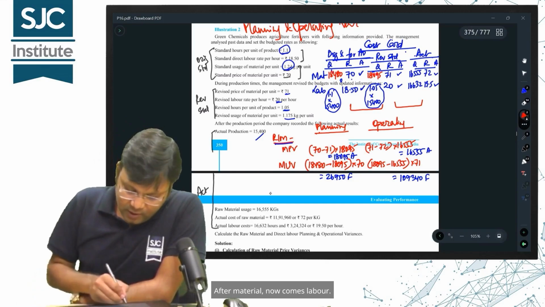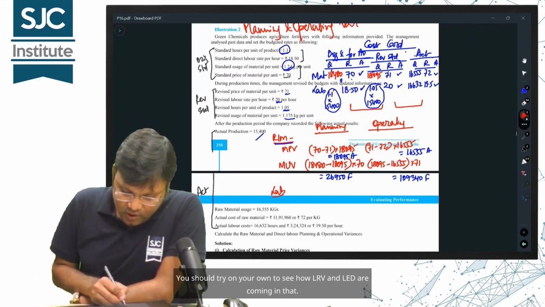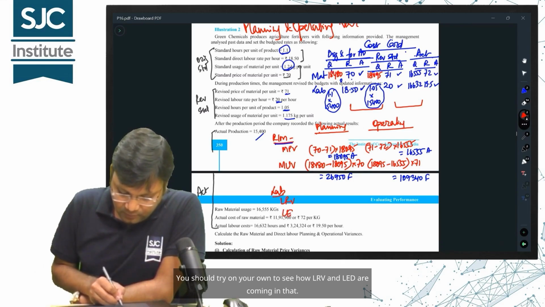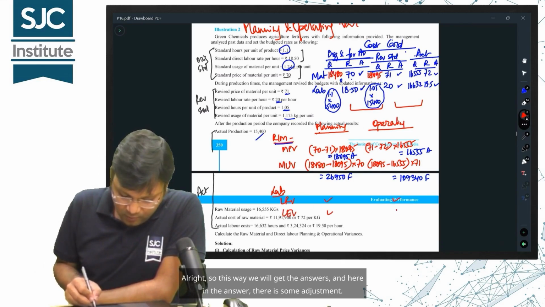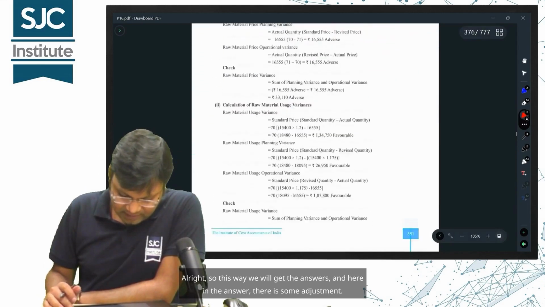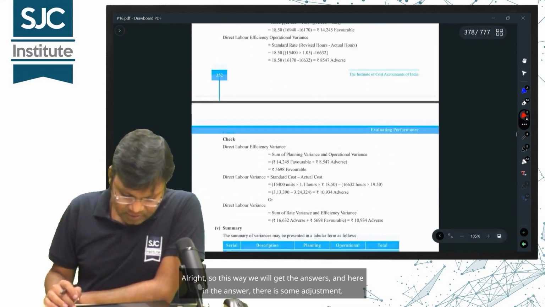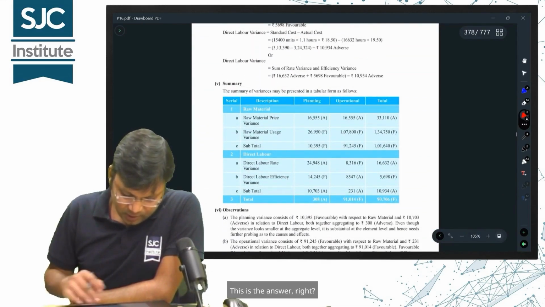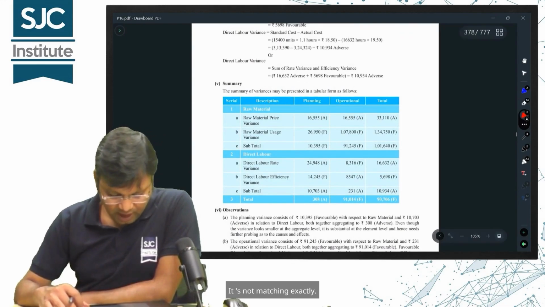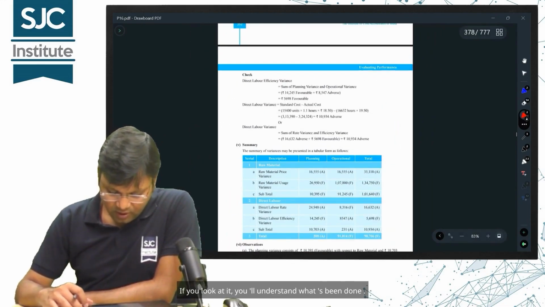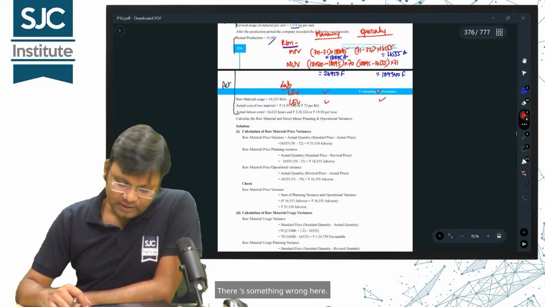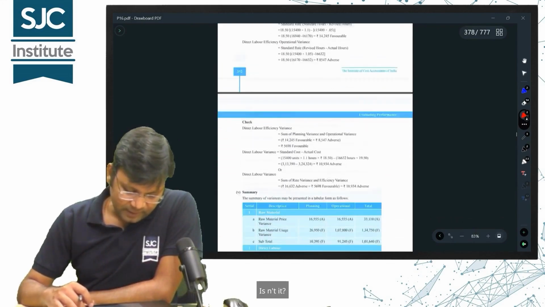After material, now comes labor. You should try on your own to see how LRV and LEV are coming in that. Alright, so this way we will get the answers, and here in the answer, there is some adjustment. This is the answer, right? It's not matching exactly. If you look at it, you'll understand what's been done. There's something wrong here, isn't it?